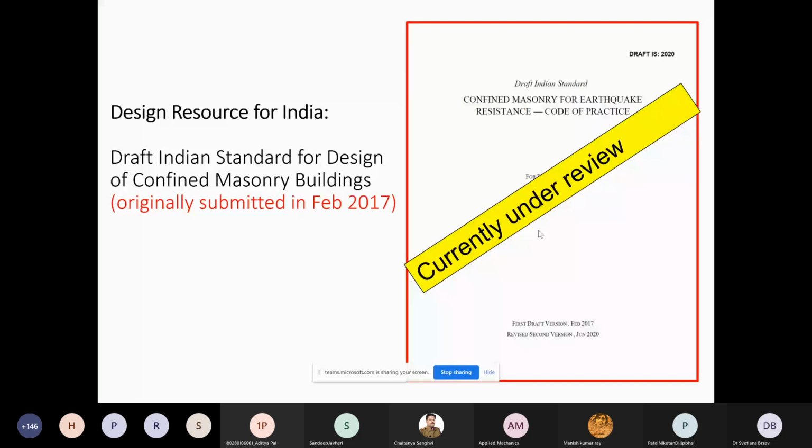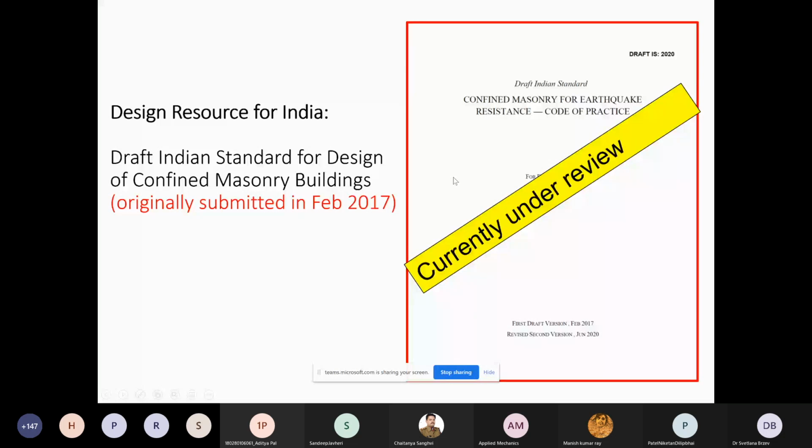So it is currently under review, and it is expected, as Professor Sanghvi and Professor Murthy mentioned earlier, to be finally approved sometime in 2021, and it will finally set rules enabling design and construction of confined masonry according to Indian standard, and avoid lots of confusion, which is of course possible when there are no clear guidelines. So there are many different guidelines in a sense.